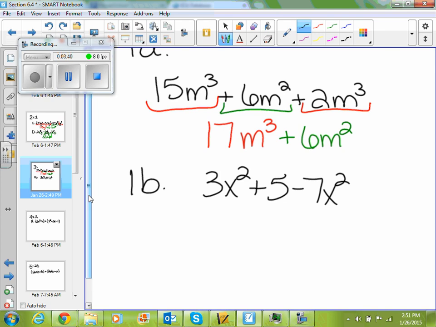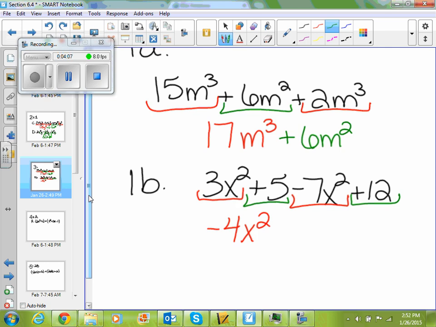If we look at 1B, I'm given 3x squared plus 5 minus 7x squared plus 12. The first thing I'm going to combine is my x squareds. I have a 3x squared and a 7x squared. So 3 minus 7 is negative 4x squared. Then I also have this 5 and a 12 that we can combine. So plus 17. That's it.